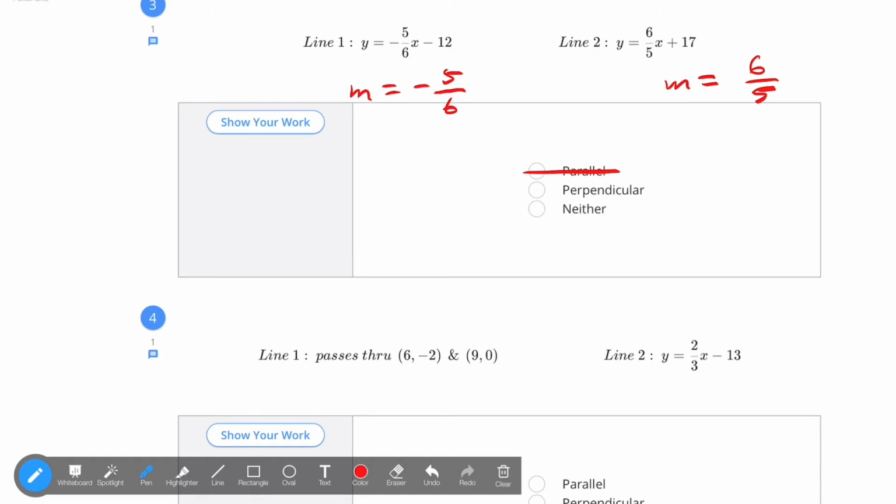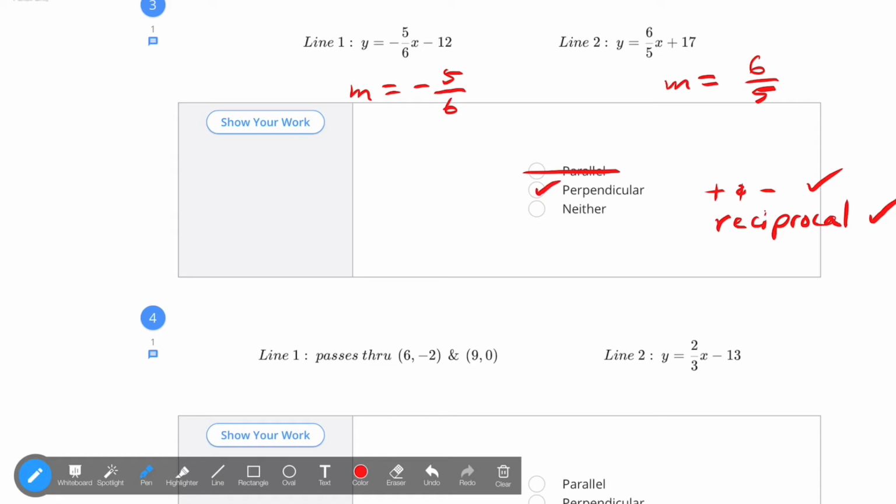So let's check for perpendicular. Do we have a positive and a negative slope? We need a positive and a negative slope. Yes, we do. Do we have a reciprocal? Yes, we do. The reciprocal of 5 over 6 is 6 over 5. So we have a perpendicular pair of lines.